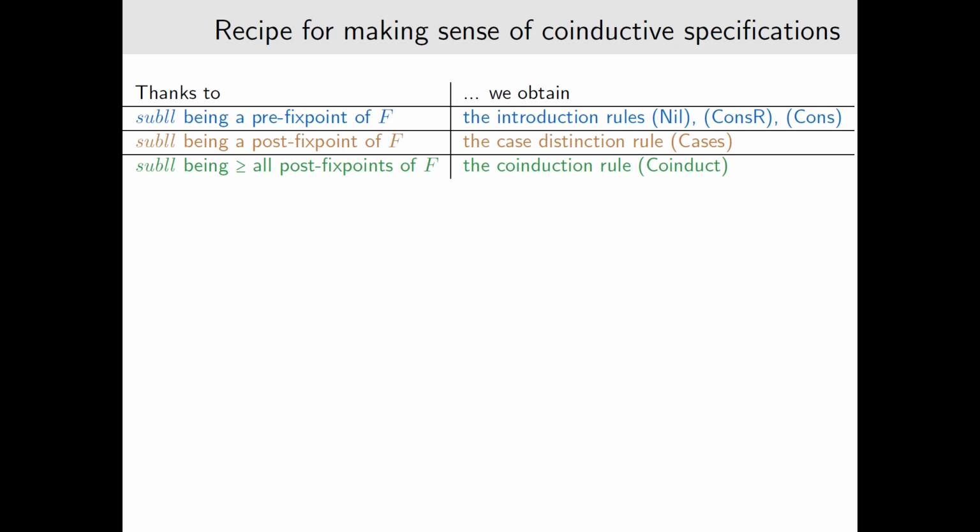So just to summarize, this is the recipe for making sense of coinductive definitions. We get, in this case, the sublist relationship. Being a prefix point means that the introduction rules hold. Being a postfix point means that the case distinction rule holds, and being the greatest postfix point means that the coinduction rule holds. Now we focused on the postfix point relationship. It just happens, so to speak, that it is also a prefix point, so the direct rules also hold.